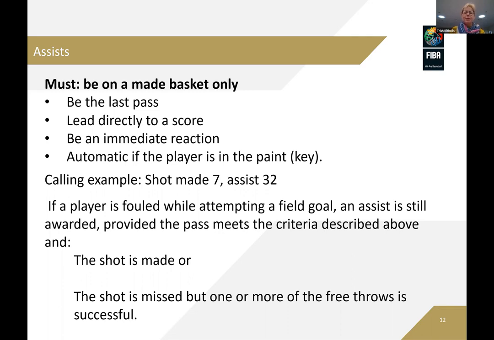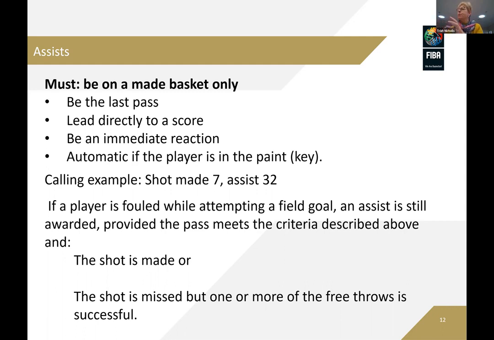Assists can only be given on a made basket. It must be the pass directly before the basket is scored. It must lead directly to the score happening, and it must be an immediate reaction, which means that if someone passes me the ball, I have to turn and look to shoot straight away. Or I can take the ball, turn and drive to the basket, but I have to do it immediately.